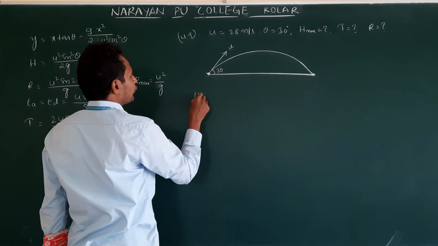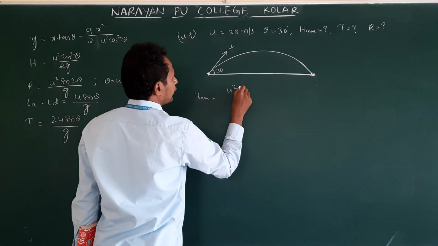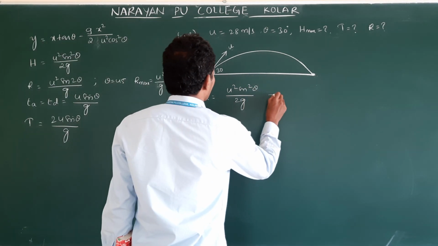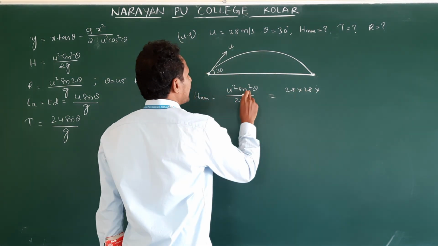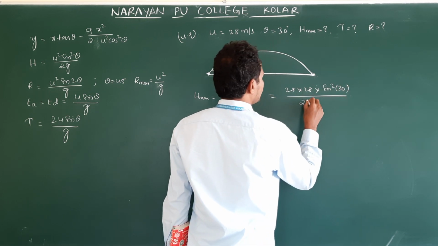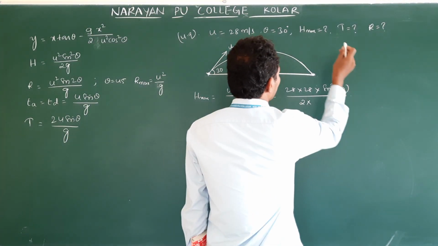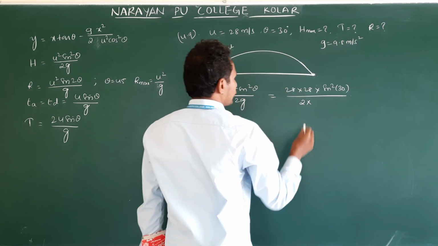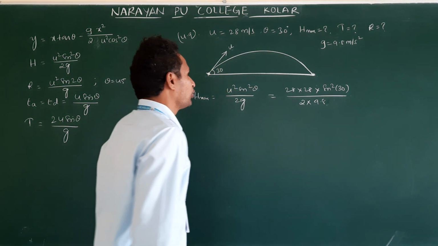H max. The H max formula, or maximum height formula, is what? U square sin square theta by 2g. Now substitute the values. U square is what? 28 into 28 into sin square 30 by 2. G is not given. What do we take? If they did not mention, then take g as 9.8 meter per second square. The units are not required in the substitutions. In substitution don't write units.